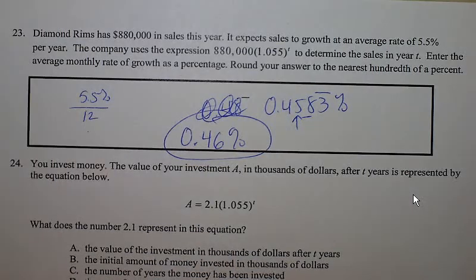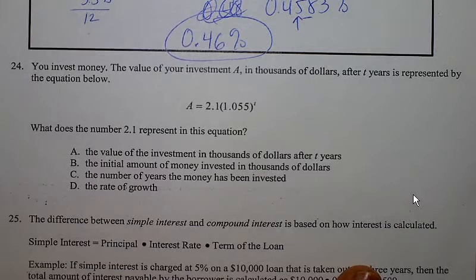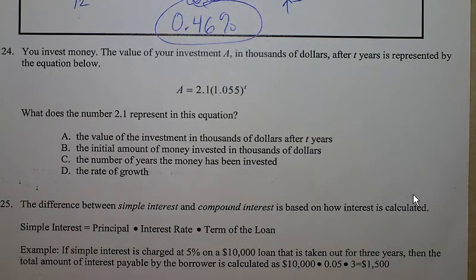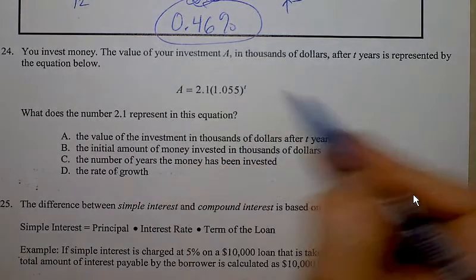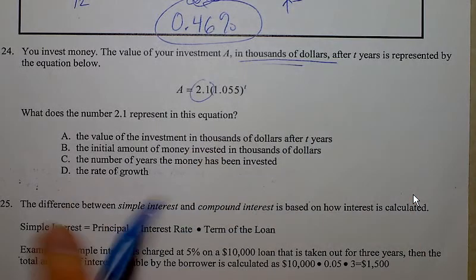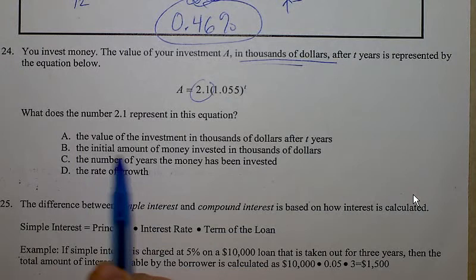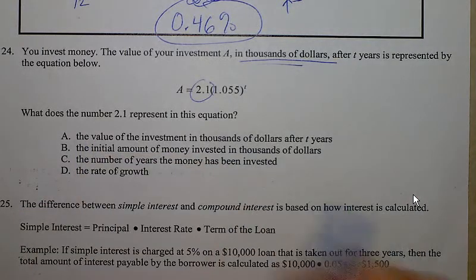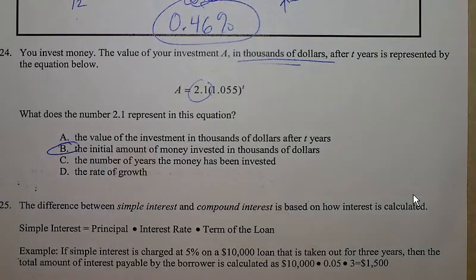Going down to number 24. Okay, have one person read it and do this problem. $2.1. Notice this is in thousands of dollars. So it's your initial amount in thousands of dollars. Initial amount invested in thousands of dollars. So it is option B.